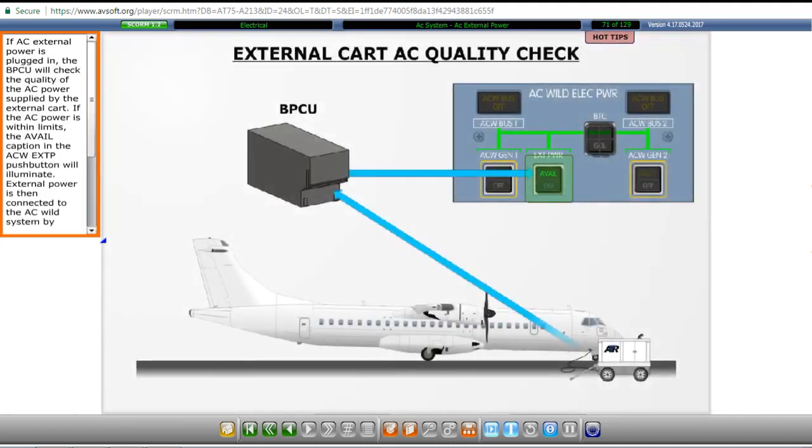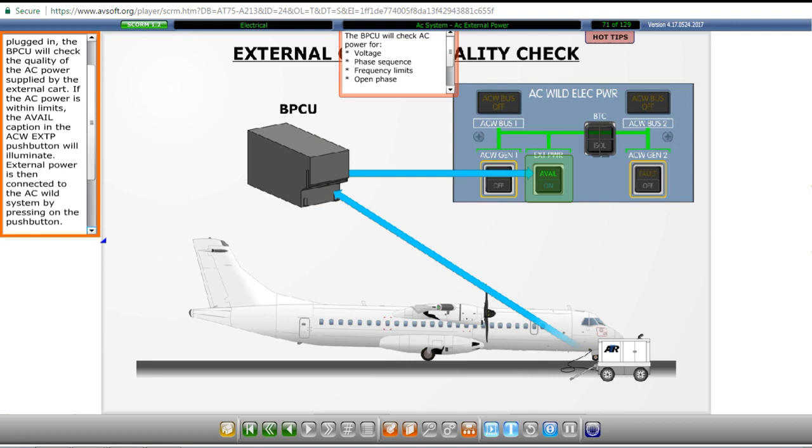If AC external power is plugged in, the bus power control unit will check the quality of the AC power supplied by the external cart. If the AC power is within limits, the available caption in the AC Wild external power push button will illuminate. External power is then connected to the AC Wild system by pressing on the push button. Click on the external power push button to continue.